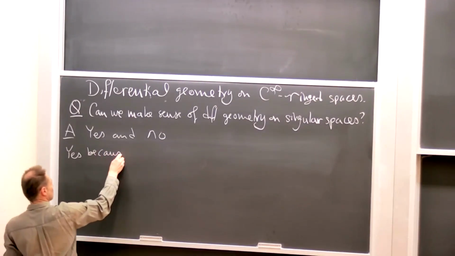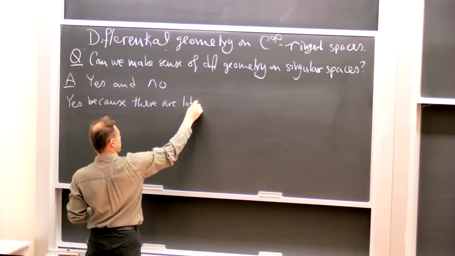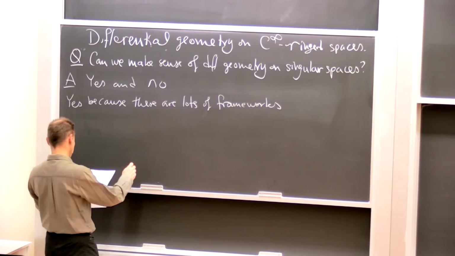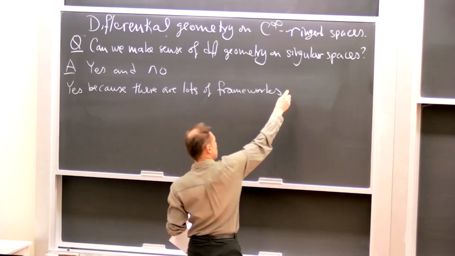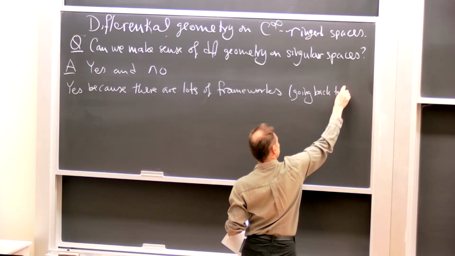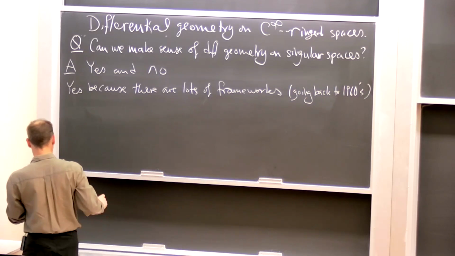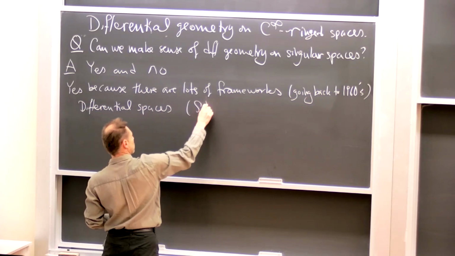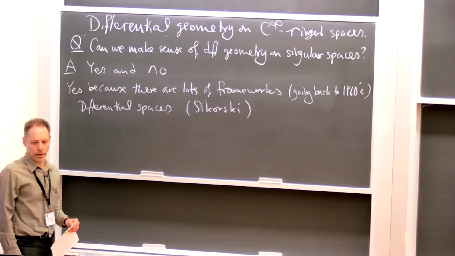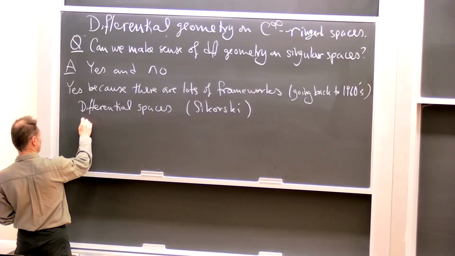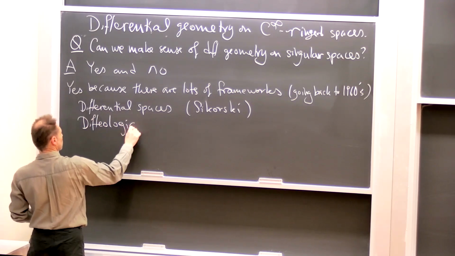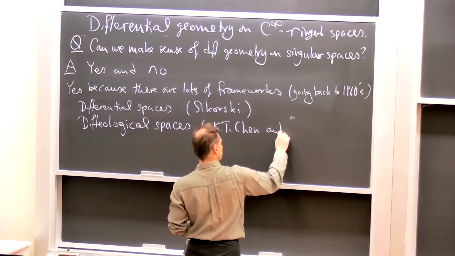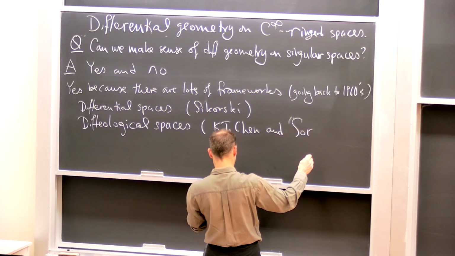Because there are lots of frameworks. Maybe too many, right? So for example, going back to the 1960s, there are differential spaces. That's Sikorski. And people have been working on them since the 1970s. There are diffeological spaces. That's K.T. Chen and independently Souriau. And I can't remember how to spell it.